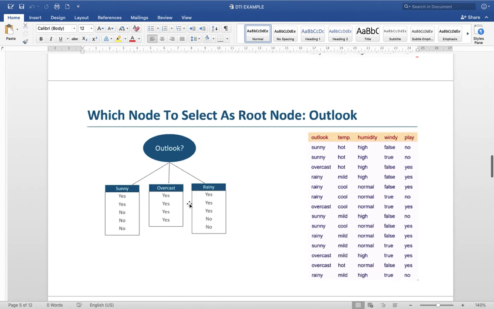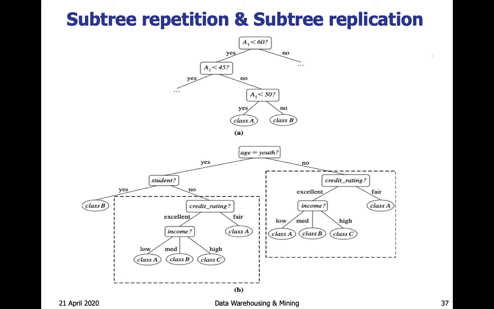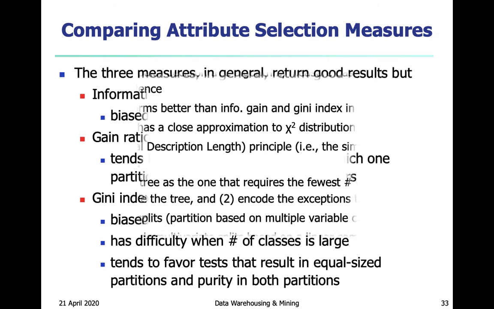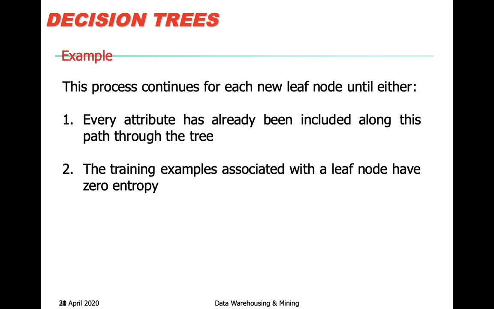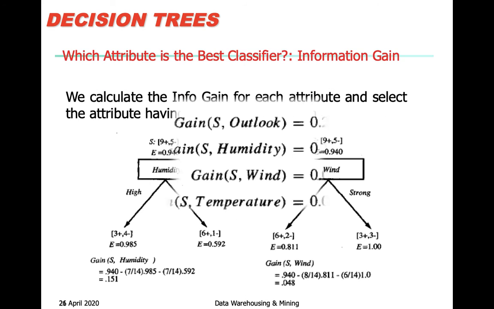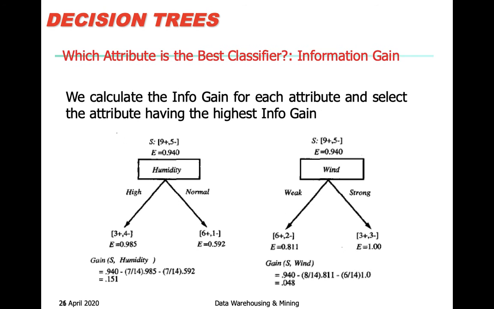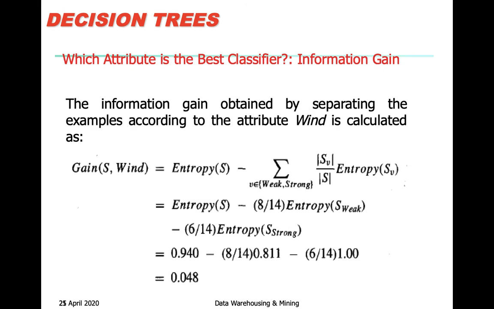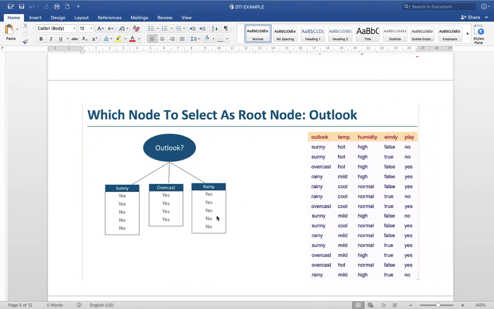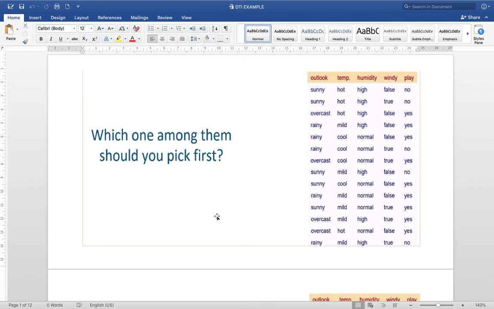Let me discuss. In case of outlook, there are three values: sunny, overcast, and rainy. In sunny, we have 2 yes, 3 no. In overcast, we have all 4 yes. And in case of rainy, we have 3 yes and 2 no. So which one among them should you pick first?